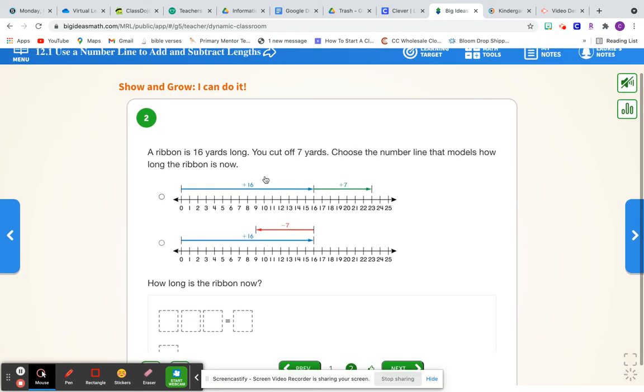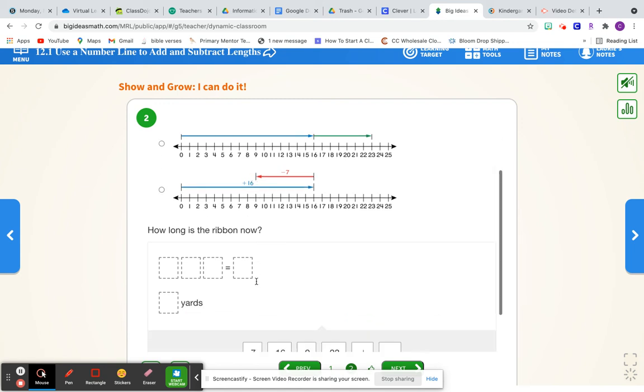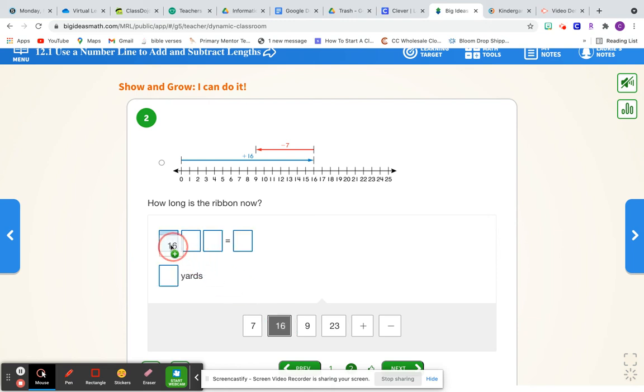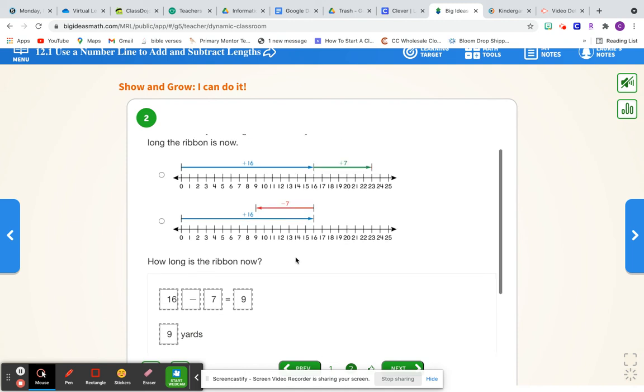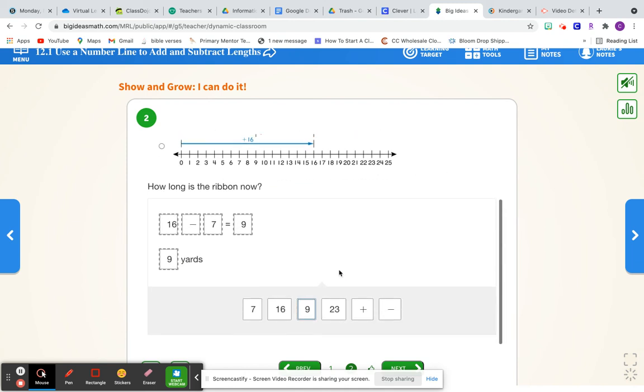All right, let's look at one more. The ribbon is 16 yards long. You cut off 7 yards. Choose the number line that models how long the ribbon is now. So if it's 16 and you cut off 7, you're going to subtract 7. So we're going to use this number line and subtract 7. It would be 16 minus 7 equals, so it comes down to 9 on the number line. So the answer is 9 yards. The ribbon is 9 yards now.